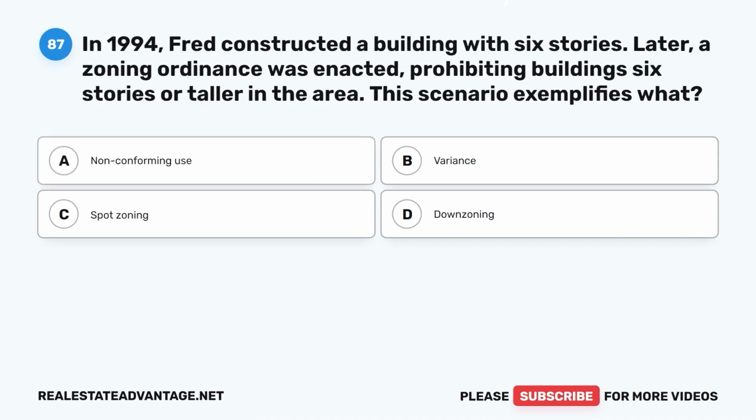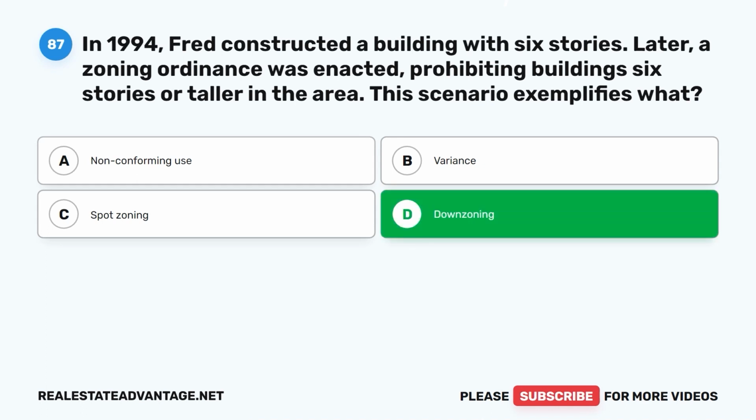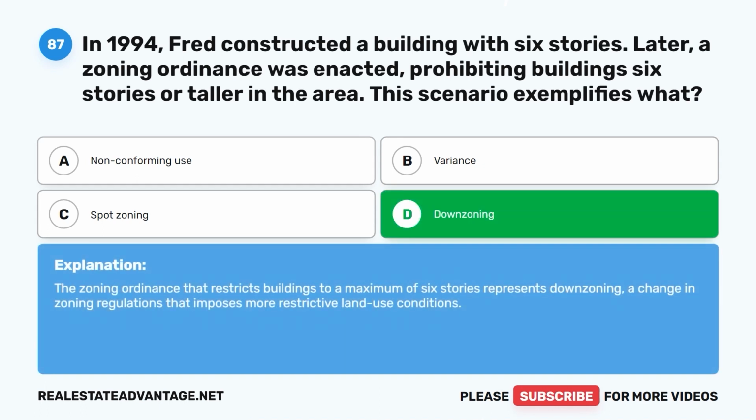Question 87. In 1994, Fred constructed a building with 6 stories. Later, a zoning ordinance was enacted prohibiting building 6 stories or taller in the area. This scenario exemplifies what? A. Non-conforming use. B. Variance. C. Spot zoning. D. Down zoning. The correct answer is D. Down zoning. The zoning ordinance that restricts buildings to a maximum of 6 stories represents down zoning, a change in zoning regulations that imposes more restrictive land use conditions.